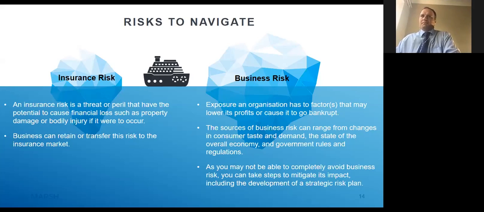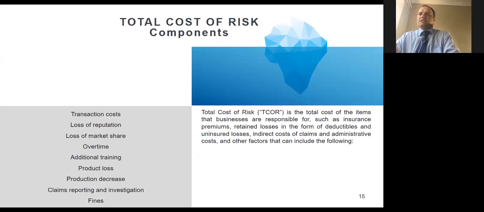Next slide, please. So what is total cost of risk? In short, it is the portion of the risk that you as a business are responsible for and can consist out of a number of components as shown in the slide. For me, however, total cost of risk can be compared to an iceberg. And with an iceberg, it is that part underneath the water that you need to worry about the most. Next slide.